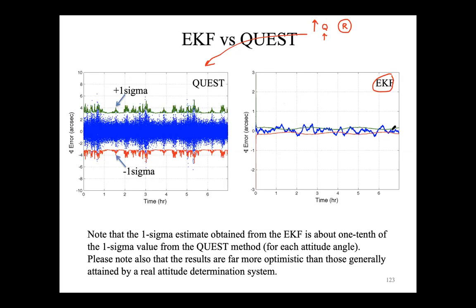So this one, for example, represents a good response because you are able to reduce the error noise, although you see some mismodeling associated with the gyroscope. But usually the error is definitely lower compared to the Quest algorithm only.